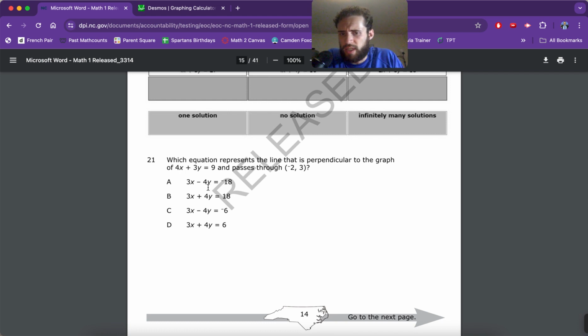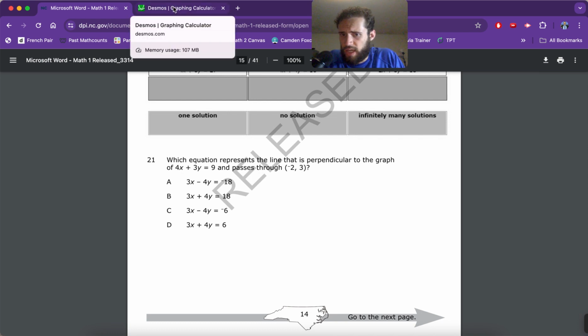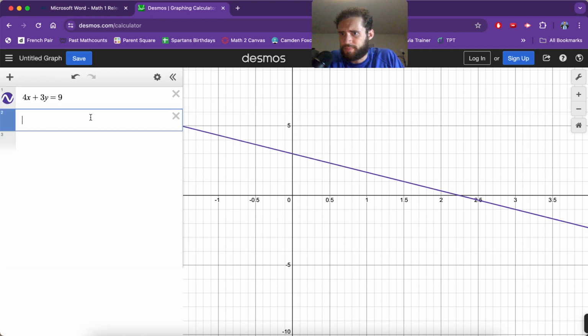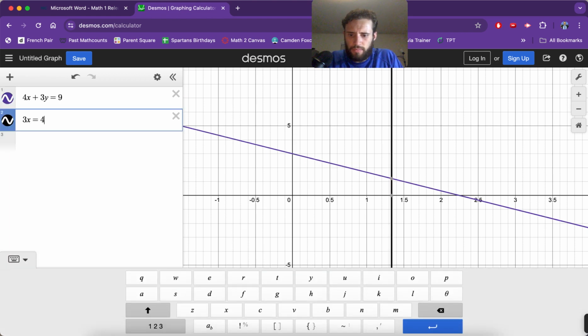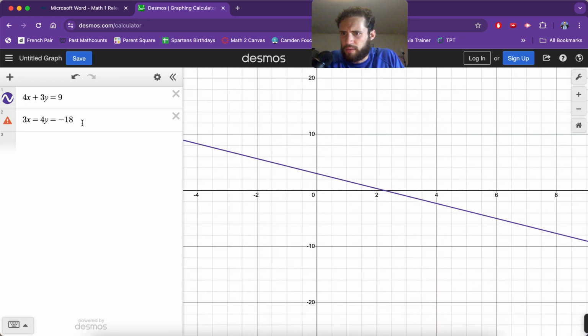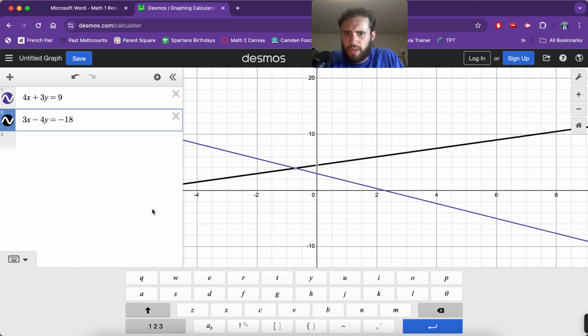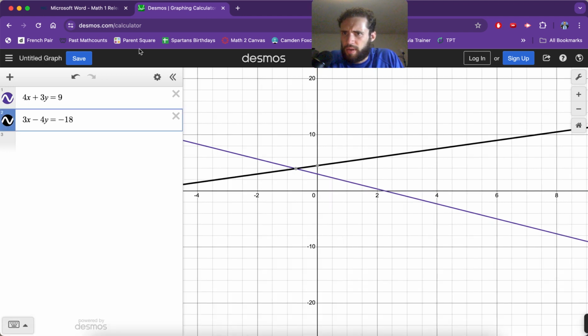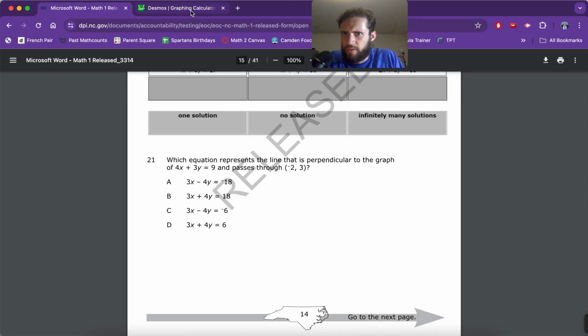All right, so which of these has that and passes through negative 2, 3? Well, we could just type all of these equations in. 3x minus 4y equals negative 18. Where did that one go? Oh, is that the same line? No, it's not the same line. All right, did I write that right? 3x minus 4y equals negative 18.